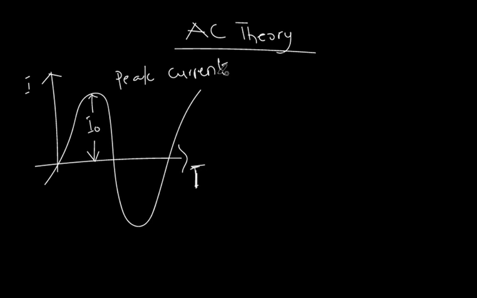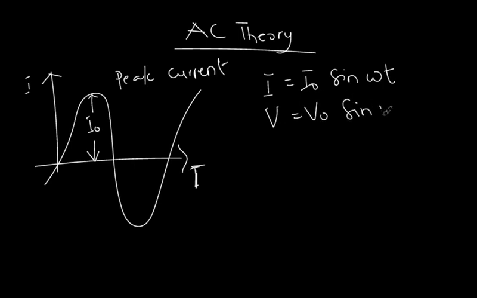Now the current and the voltage at any point in time in AC theory is given by the formula: I, which is the current, is given by I naught sine angular velocity t, and the voltage will be given by V naught sine angular velocity t. Now the distance around a circle, in terms of pi, is 2 pi. So angular velocity, which is angular distance divided by time, will be 2 pi divided by time.